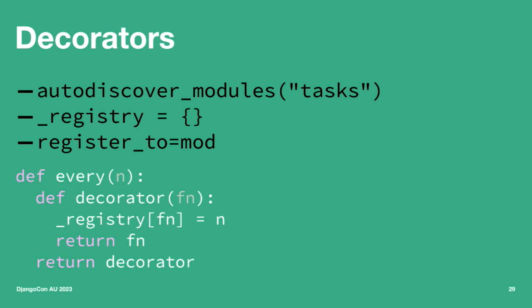So if we want to use this, we can make a decorator, like we show here, that adds things to the registry, and we can make a single ready callback that loops through the registry and calls create_task. And boom, we've got exactly the same thing as Celery's @task decorator.